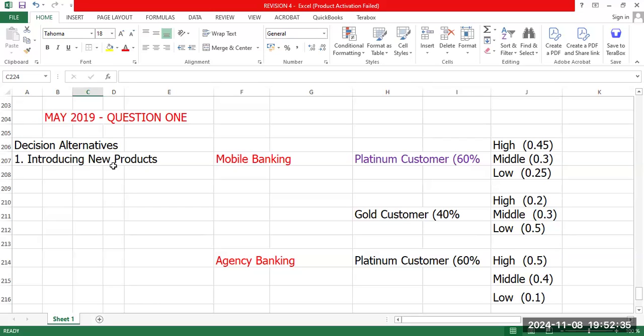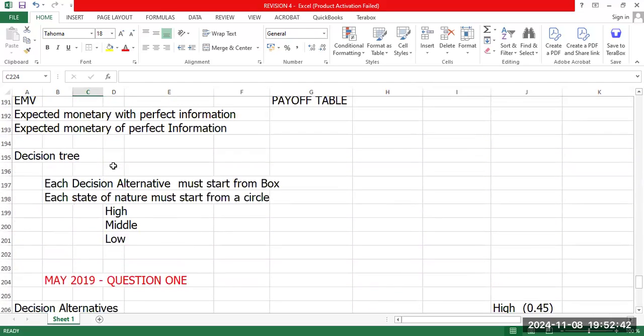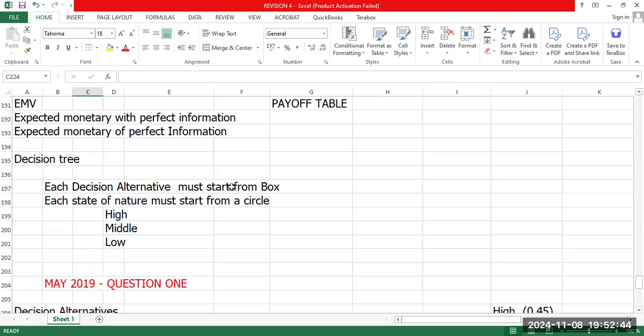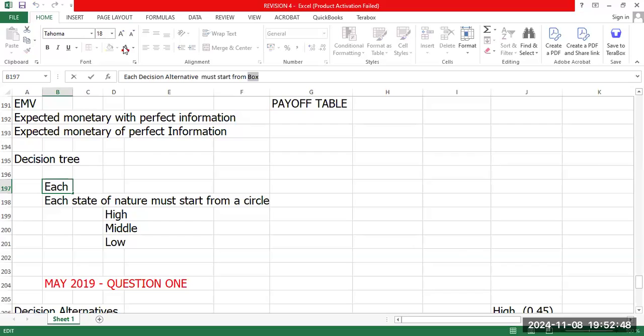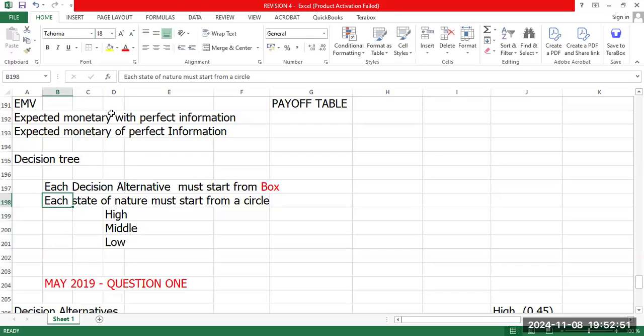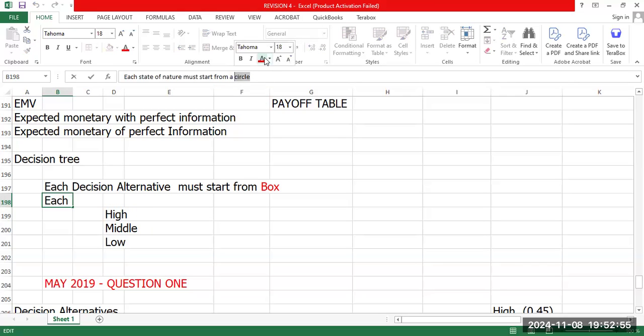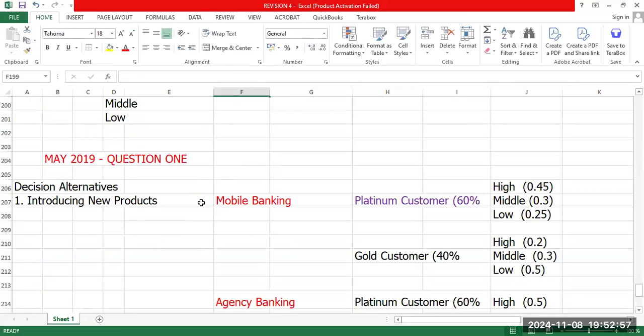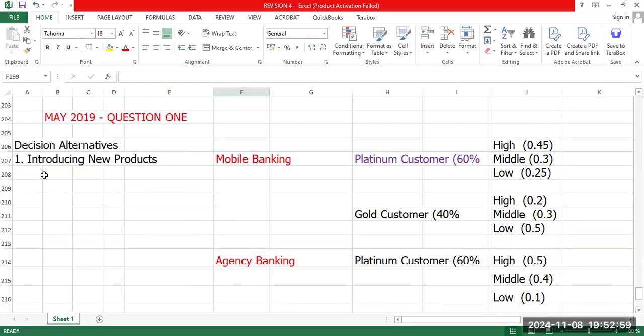Remember, when you're drawing a decision tree, decision alternatives must start from what? What have we said? Each decision alternative must start from the box. Then each state of nature must start from the circle. So the question is, from our concepts, from our summary, you see the movement.